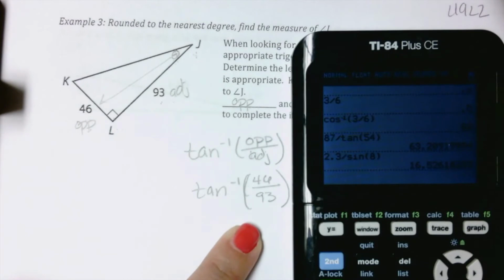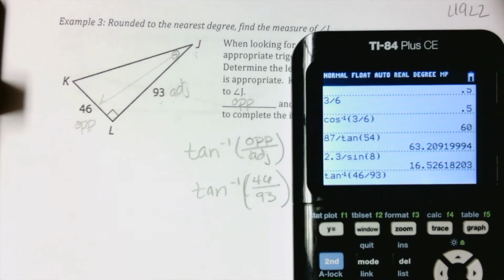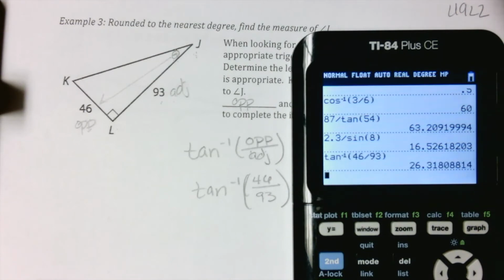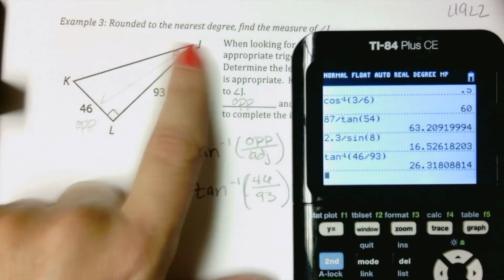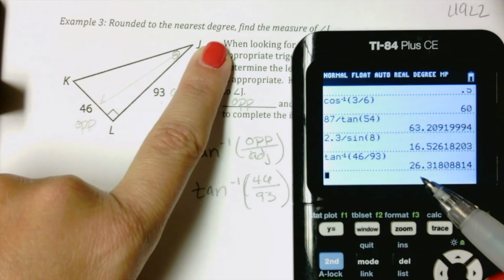So we go back into our calculator. We say the inverse of tangent. We go second tangent, inverse of tangent, 46 divided by 93. And if you want to use alpha y equals to make an actual fraction, that's fine. It's going to read it the exact same way. So the inverse tangent of 46 divided by 93 gives us a big long decimal. Remember, our directions said round to the nearest degree. So that 3 tells you to leave that 6 alone.